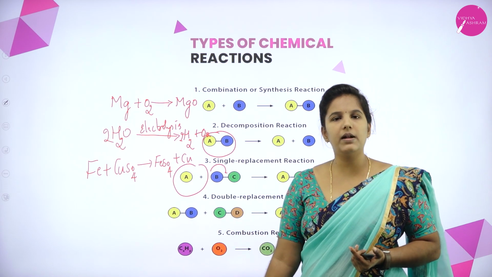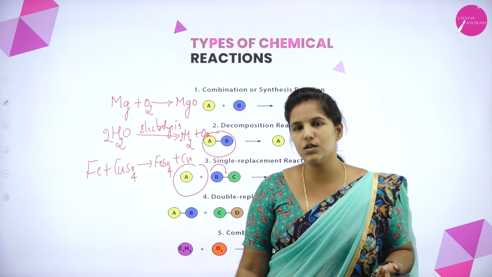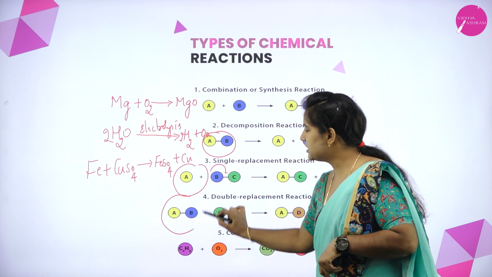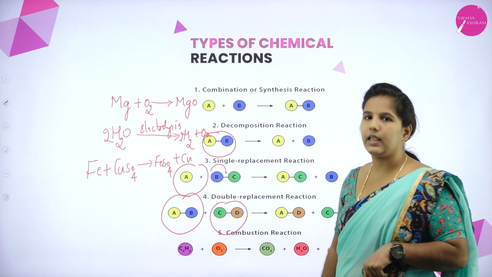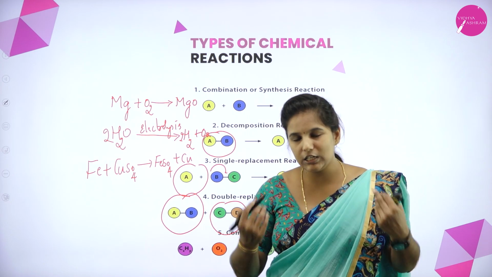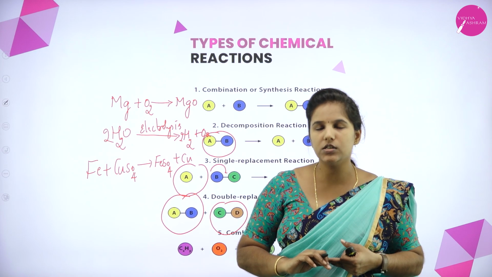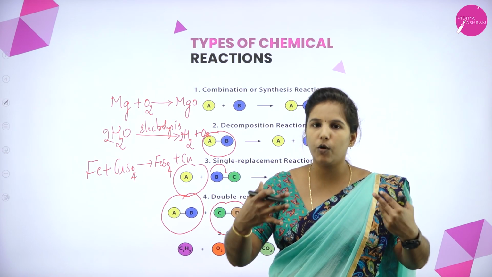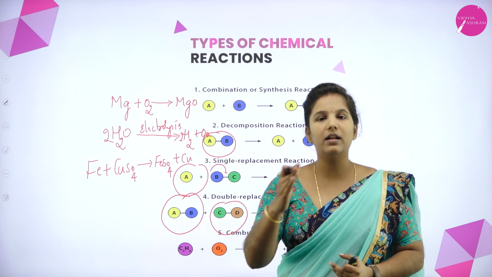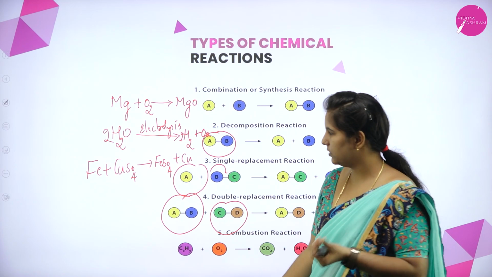Coming to the double displacement reaction, or double replacement reaction. It is also quite simple. Here, only the replacement of the ions takes place between the two reactants. If you take any two reactants, only the replacement of the ions takes place, forming a product. Such kinds of reactions are said to be double replacement reactions or double displacement reactions.